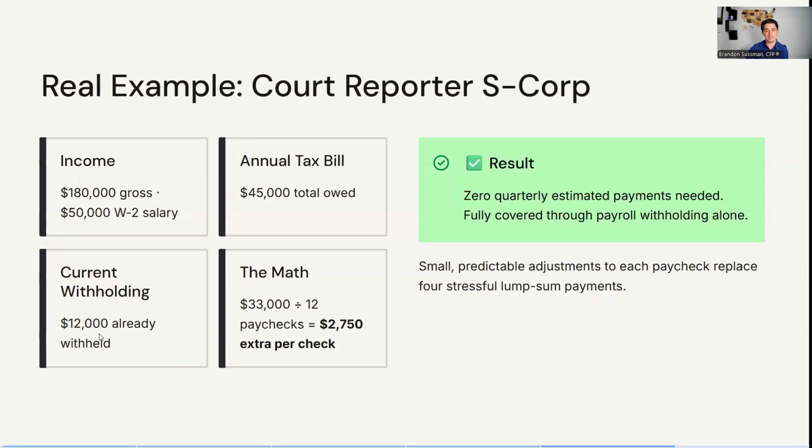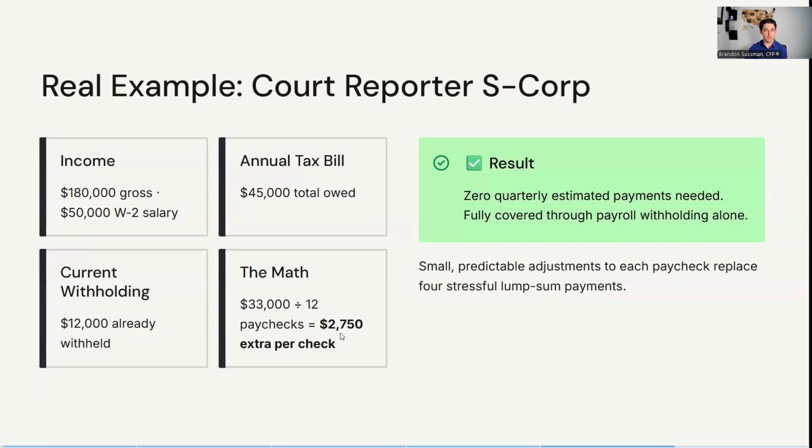So now we can see that your tax bill for 2025 was $45,000 total. You had $12,000 already withheld from your paychecks. That means you had $33,000 extra that you had to pay, that you probably paid in quarterlies, or you got hit with a tax bill when you went to file your taxes at the end of the year. So if we look at this $33,000 and we divide it by 12, that's going to bring your extra withholdings to $2,750.